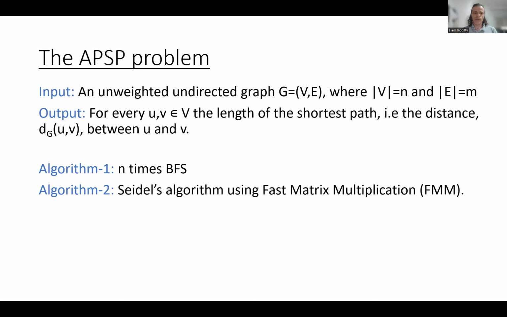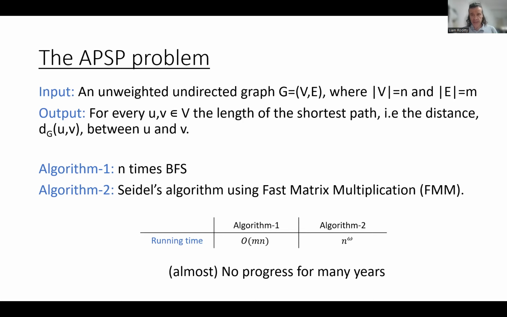get the solution. A more sophisticated solution is the seminal result by Seidel, where he showed that using fast matrix multiplication, you can get a faster running time. These are the running times, and no significant progress in the running time was obtained in the last couple of decades.